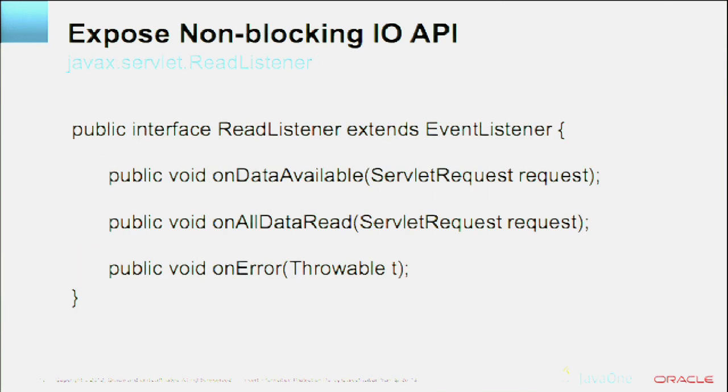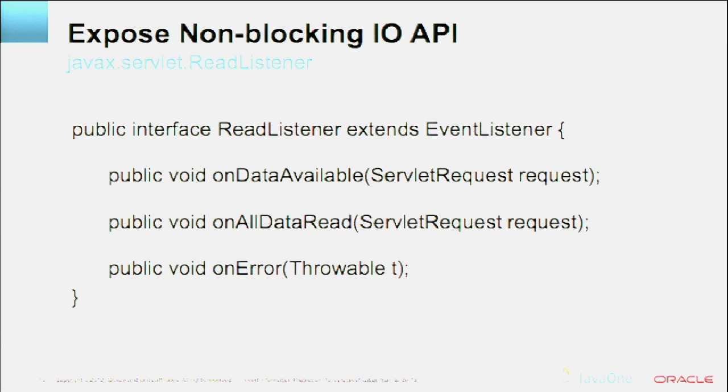Now, let's take a closer look at what is inside the read listener and the write listener. For the read listener, we have three APIs. The first callback is onDataAvailable. So you try to register the read listener. Now, if you can actually read, then the container will call back the listener on the onDataAvailable method to inform you that you actually have some data to be read without blocking.